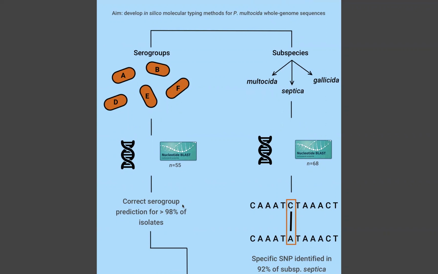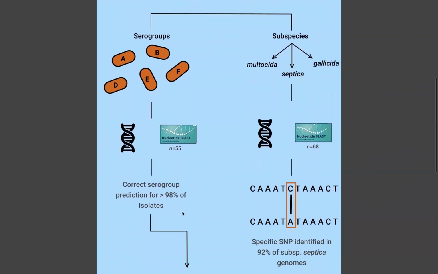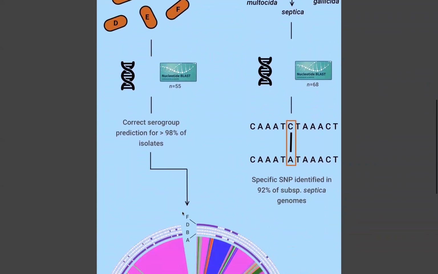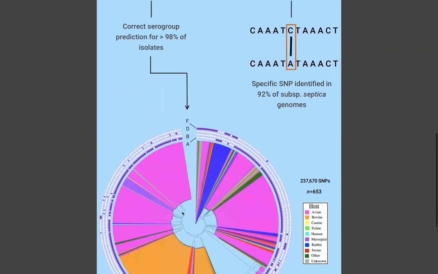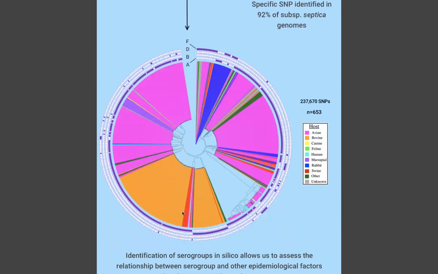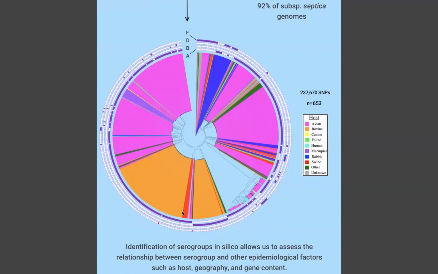This methodology was then applied to a larger set of whole genome sequences. This included 653 whole genome sequences from various hosts and geographic regions. The resulting serogroups were used to annotate a SNP-based phylogenetic tree of the whole genome sequences. The outer rings represent the different serogroups A, B, D, and F. The colors on the inside of the tree represent the corresponding hosts from which P. multocida was originally isolated. Serogroup A was predominant, followed by serogroups F, B, and D.